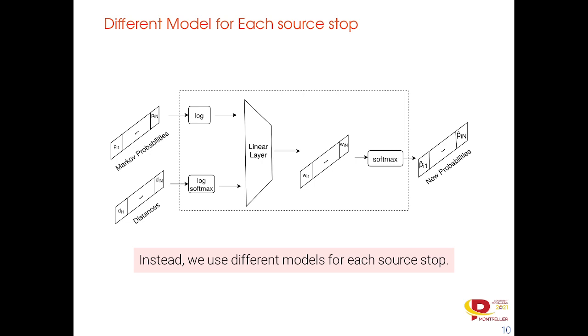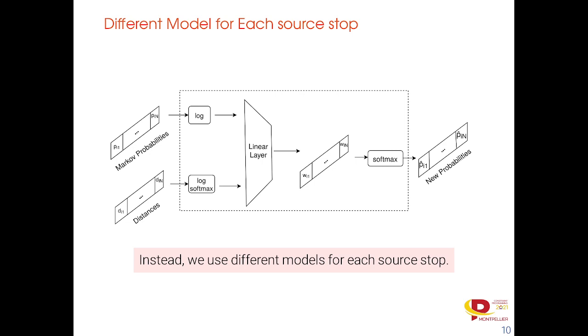and that's why we only pass data of one stop to the model. Basically, both the distance and probabilities here are one row of one matrix, which we show in the last slide, and we use a different model for each source stop, and we pass only the data corresponding to one source stop to one model.